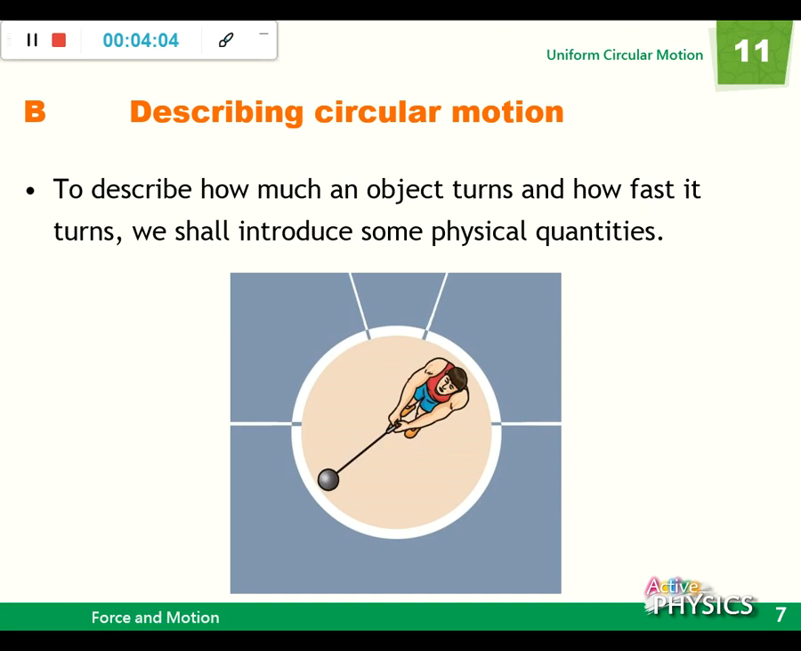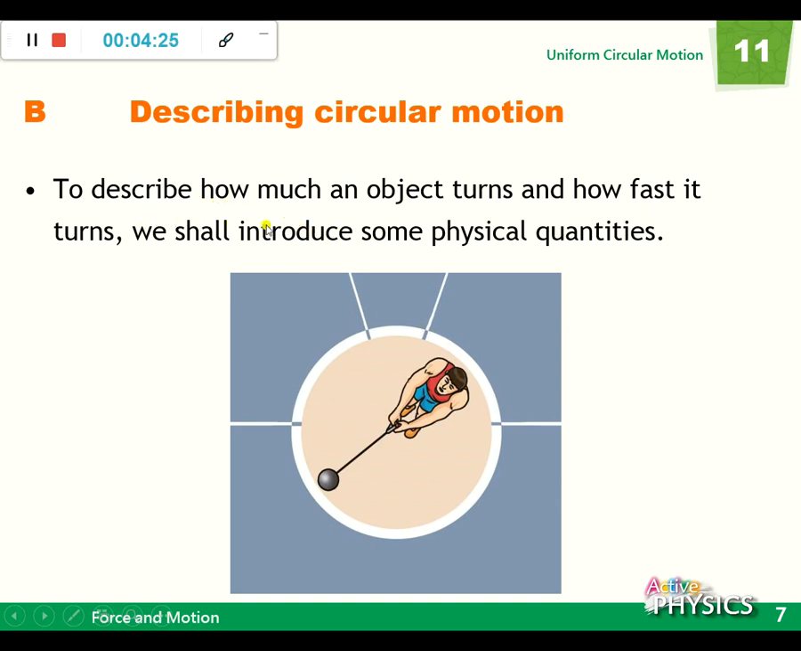Part B. Part B will be describing a circular motion. Lastly, in Part A, we know that the new unit is radian. But of course, you do not know why we need to introduce this. So in Part B, we will focus on it in physics.